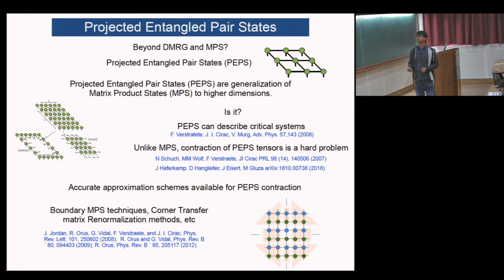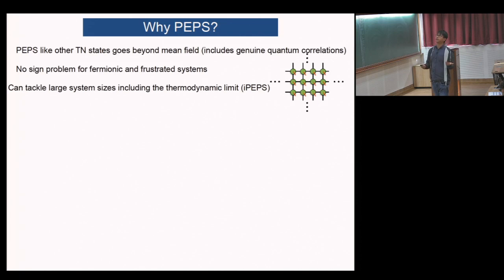Then the question is, if PEPS is so difficult to contract, why bother? Why should we be using projected entangled pair states for 2D systems? Well, there are a lot of reasons. To cite some, the first one is that PEPS, like other tensor network states, go beyond mean field, because they are built on genuine quantum correlation. So you include genuine quantum correlation, and they go beyond mean field.